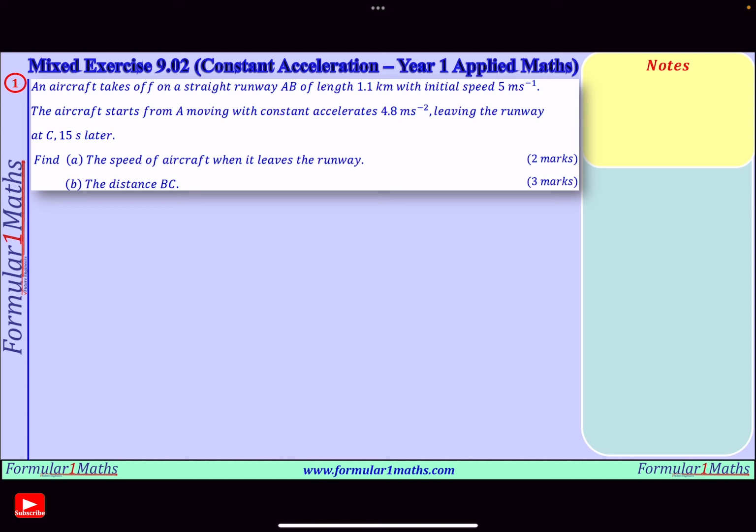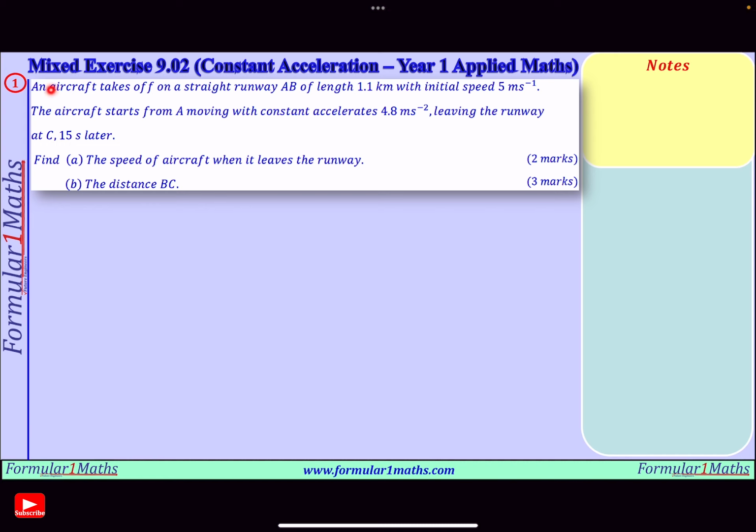This is Mixed Exercise 9.02, GCE A-Level Year 1 Applied Maths. Mixed Exercise 9.02 is on constant acceleration. We're going to answer two questions.